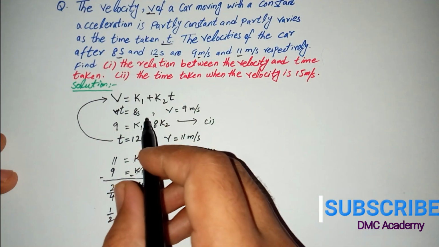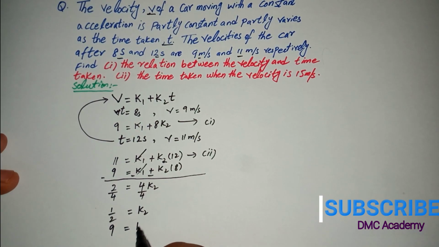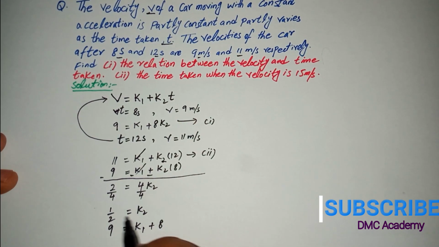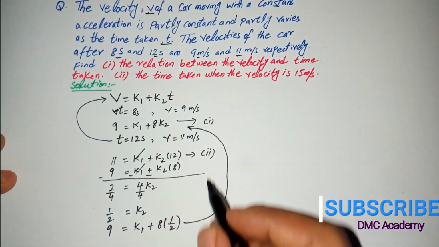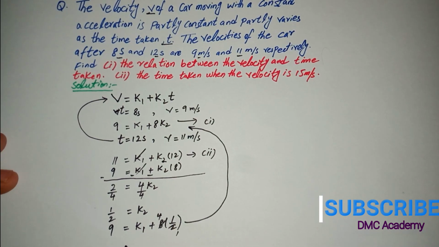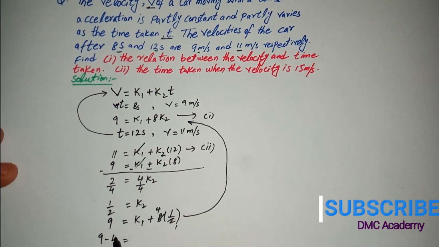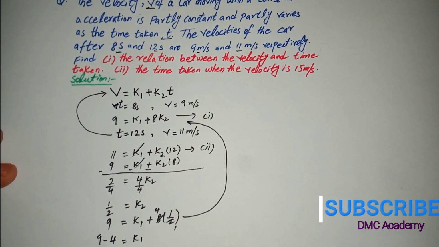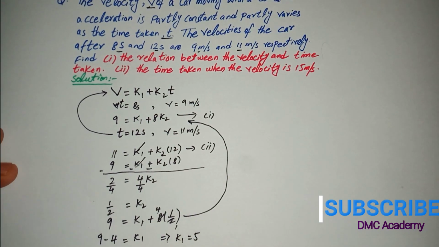Put this value in any of these relations. I will be using equation 1: 9 equals k1 plus 8 k2. K2 is 1 by 2. So 2 into itself is 1, and 8 times 1 by 2 is 4. So 4 is adding here. When you bring it to this side, it will be subtracted. 9 minus 4 equals k1. So the value of k1 is going to be 9 minus 4, which is 5.